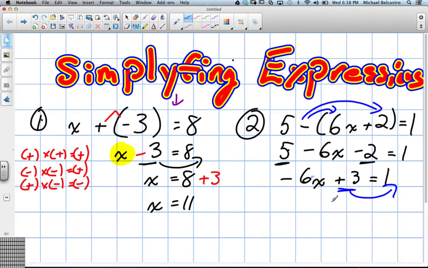So when I move the positive 3 to the other side, what do we end up at? 1 minus 3. That's right, we subtract the 3. When we subtract 3, we get negative 2. So we have negative 6x equals negative 2.